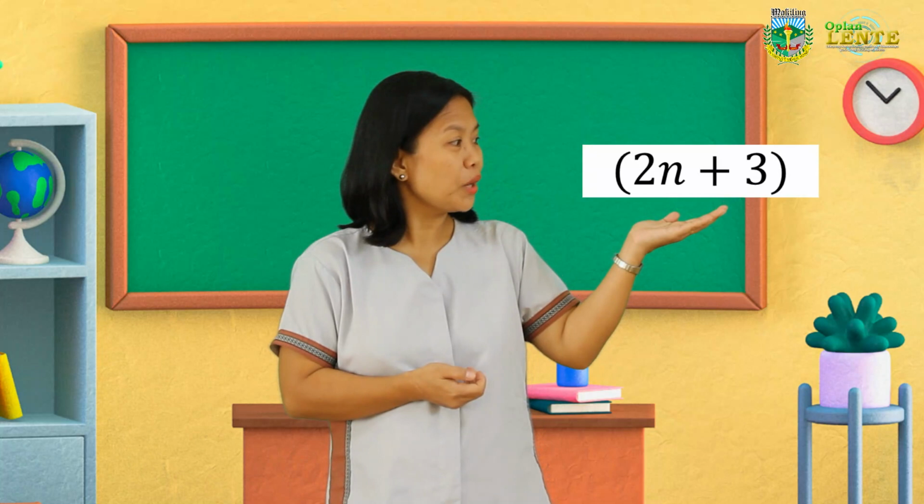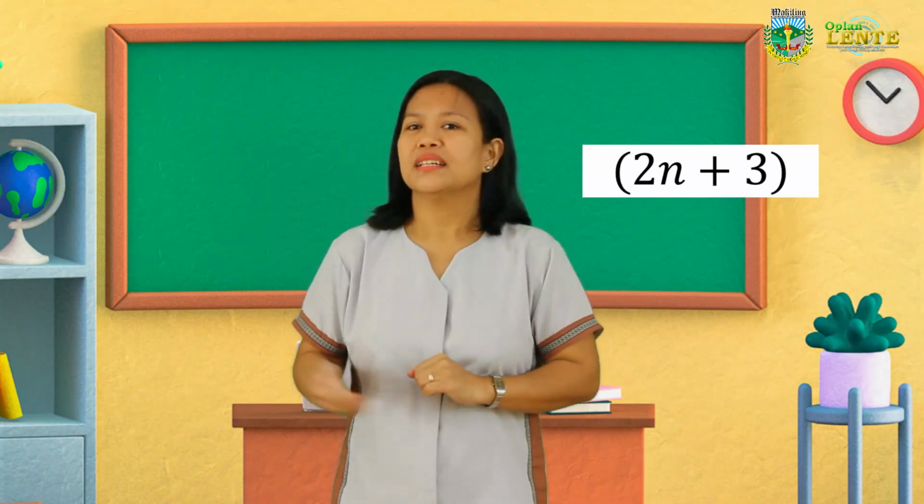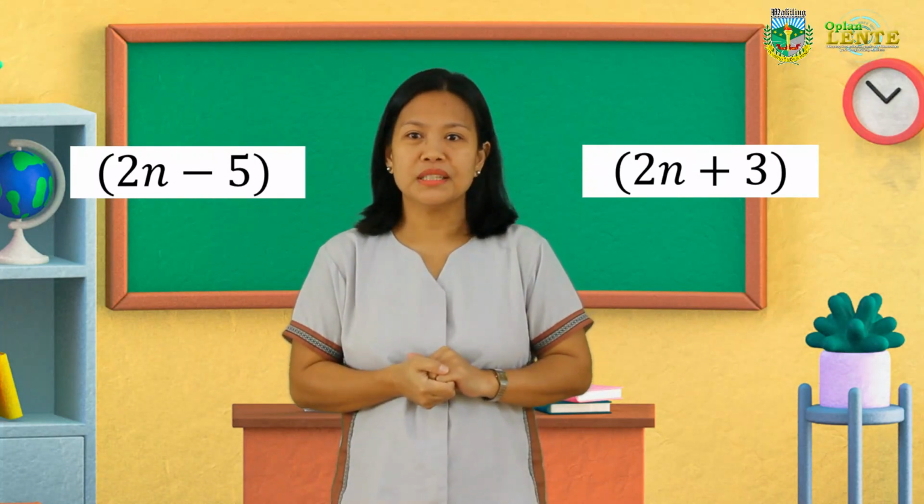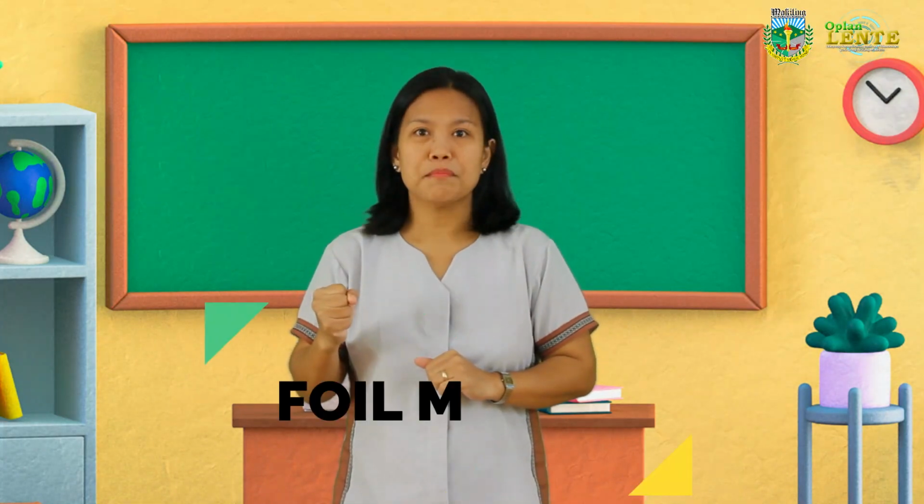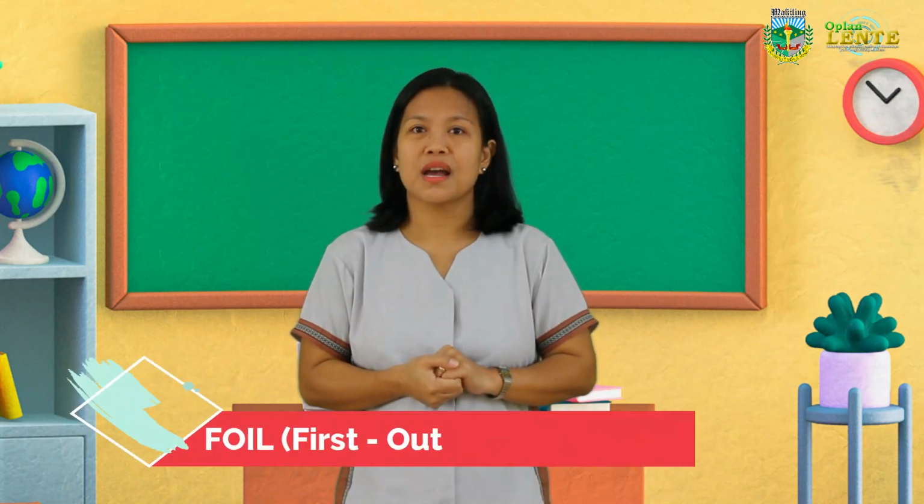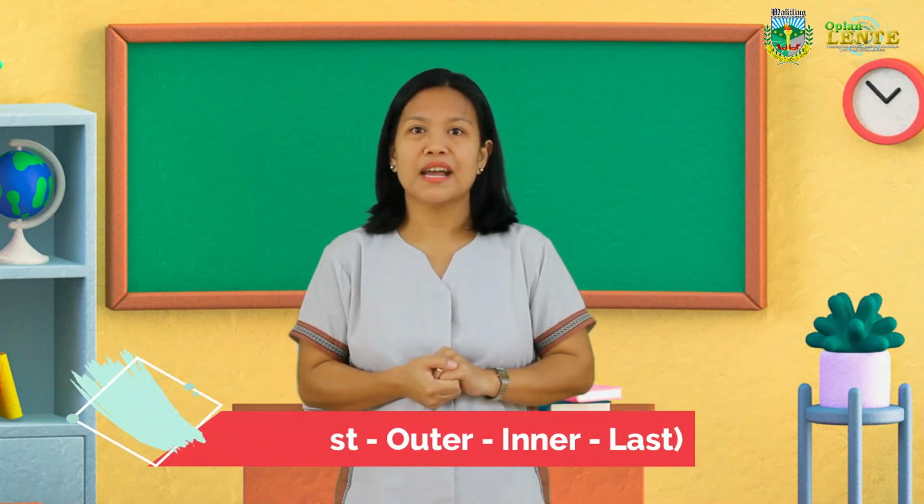This time around, let's find the product of these two binomials: the quantity of 2n plus 3 and the quantity of 2n minus 5. For this example, let us use the FOIL method. FOIL stands for first, outer, inner, last.